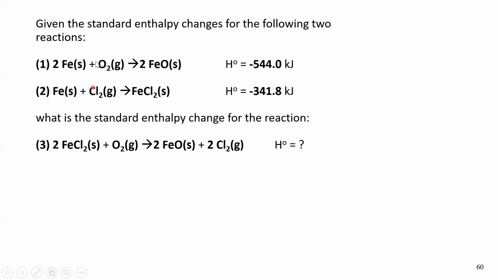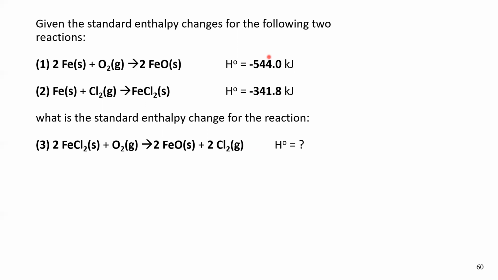We want to use this information that we're given to figure out what's the standard enthalpy change for this reaction. So we're going to need to manipulate these two equations so that when we add them up, they add up to this overall equation. And remember that if we have to multiply a reaction by some coefficient, we have to multiply the energy by that value. And if we have to flip a reaction around, the sign on the enthalpy value changes from positive to negative or negative to positive.